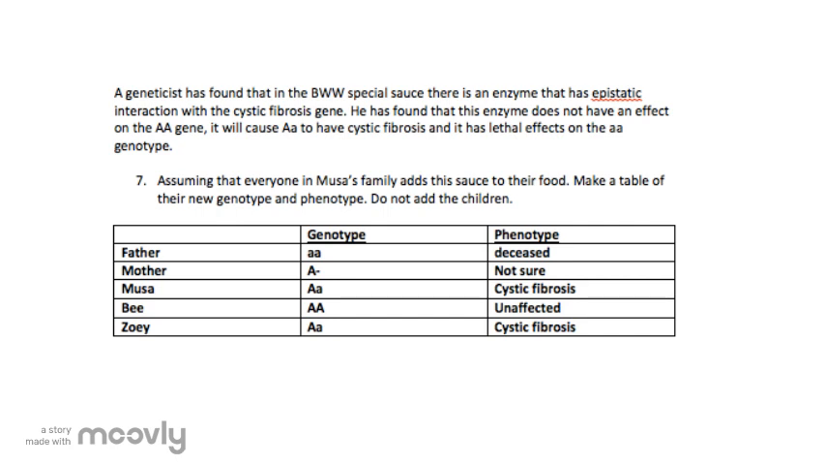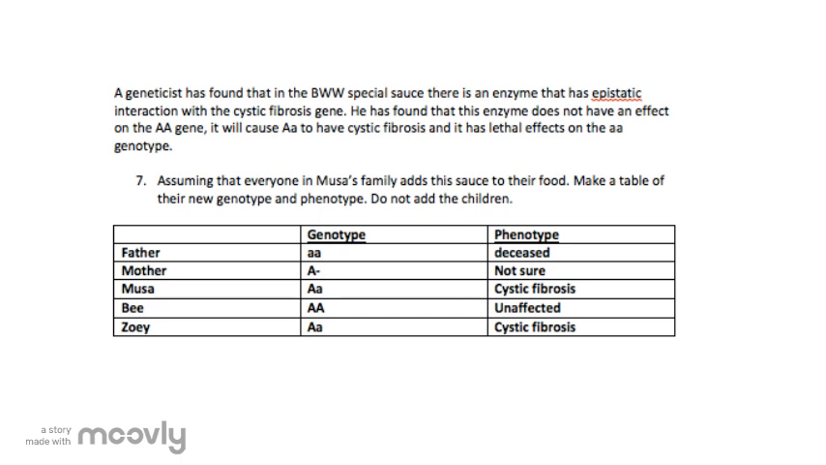And then now there is a small twist to the question where a geneticist finds out that the sauce in the Buffalo Wild Wings is an enzyme that has epistatic relationships with the genes for cystic fibrosis. He finds that the enzyme does not really affect the big A allele, and that if a person has the big A, little a, the heterozygous allele, then they will have the disease. So after eating the sauce, they will now begin to have cystic fibrosis, and it has a lethal effect on people that have the little a allele. So if a person eats the sauce and they have the little a allele, they're going to die.